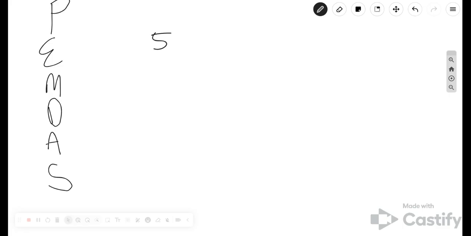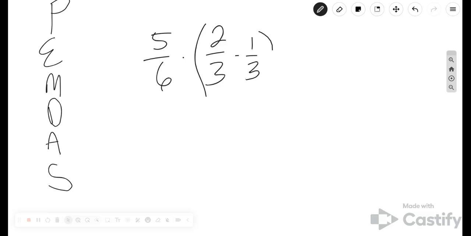Next we have 5 over 6 times 2 over 3. I'm going to do parentheses for that. Minus, let's do 1 over 3. What does that equal? So first you have the parentheses. You have to do the parentheses first. So let's bring 5 over 6 down and the multiplication down. Multiplication could be a times sign or this dot right here. It could be either one. So you do the math for this.